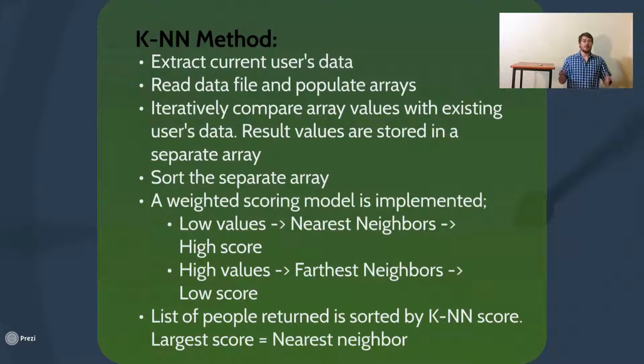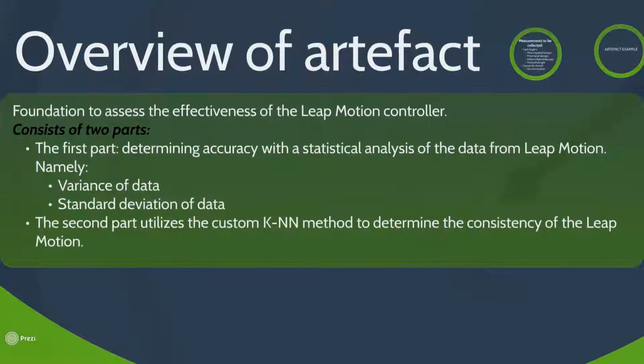To give a brief overview of the artifact, the first part involves determining accuracy, with the statistical analysis of the data extracted by the leap motion controller. The statistical analysis methods are the variance of data measurements and the standard deviation of the data. The second part uses the custom KNN method to determine the consistency of the measurements, which the leap motion is able to extract from a person's hand.